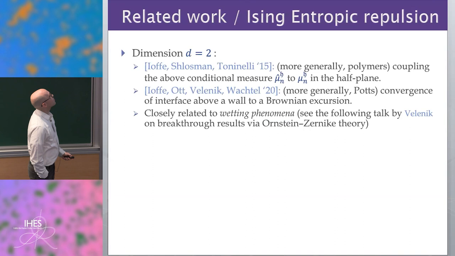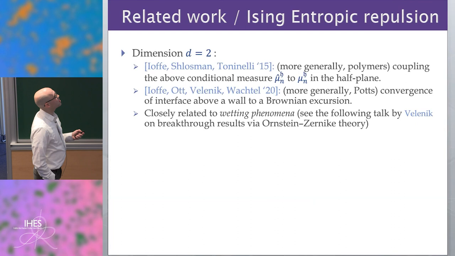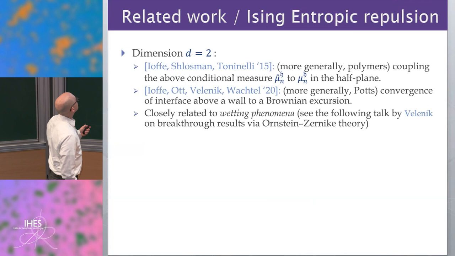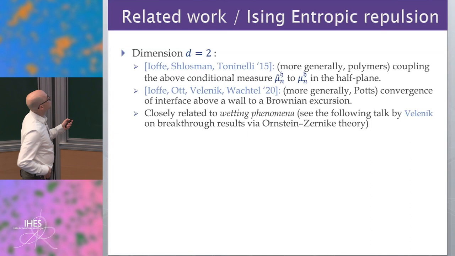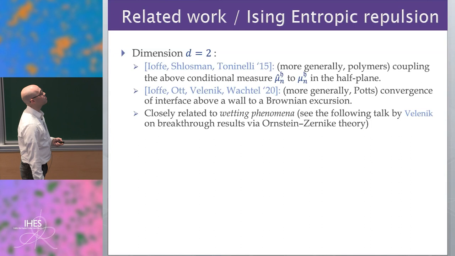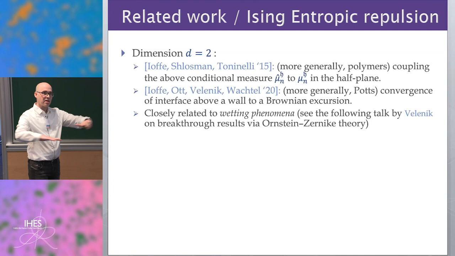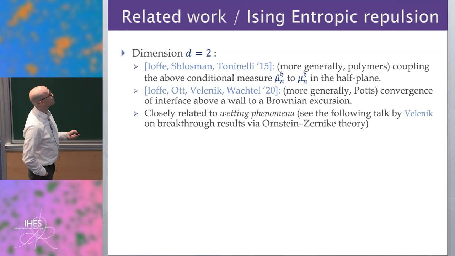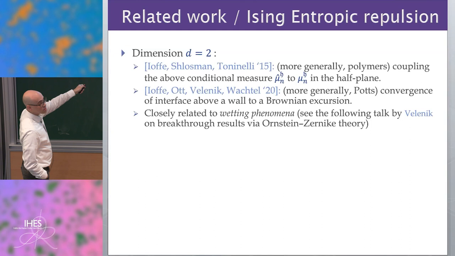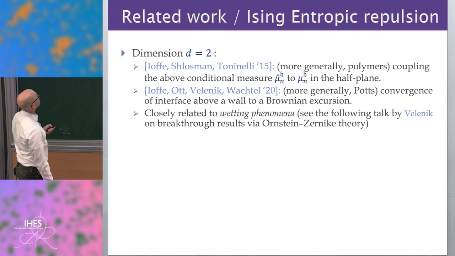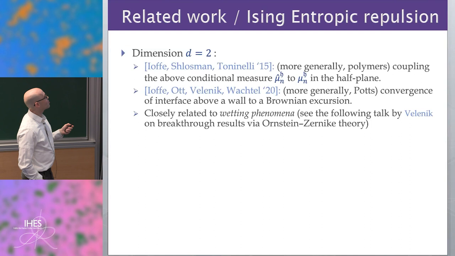Okay, so for related work on entropic repulsion in Ising, I want to mention a few papers. These are two-dimensional papers that are trying to understand, let's say, in the first one, the difference between being in a half space and conditioning on the interface being positive. This one is about convergence of the Ising, or more generally Potts, above a hard wall to Brownian excursion. And we're going to hear a lot more about these in the next talk by Ivan, who's smiling over here.